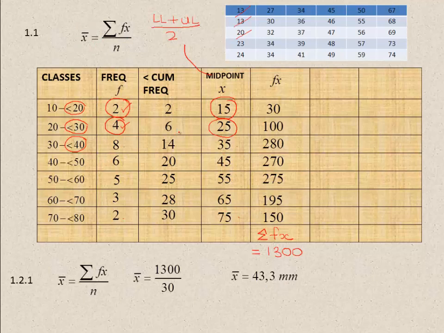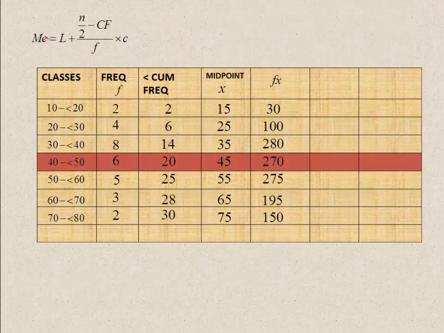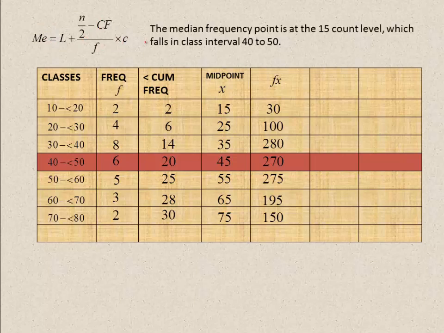Let's go further. What about the median? If I'm asked to calculate the median, remember, you are going to be using the formula directly. But I need to understand one thing. Median. Where does the median lie? The median frequency is at the 15 count level, which falls in a certain class. Now, what do I mean the 15 count level? My sample size is 30. Median is the middle value, agreed. The middle value of 30 is where?